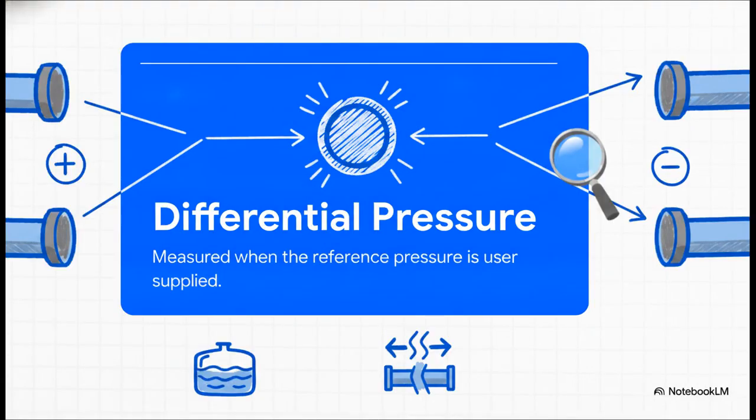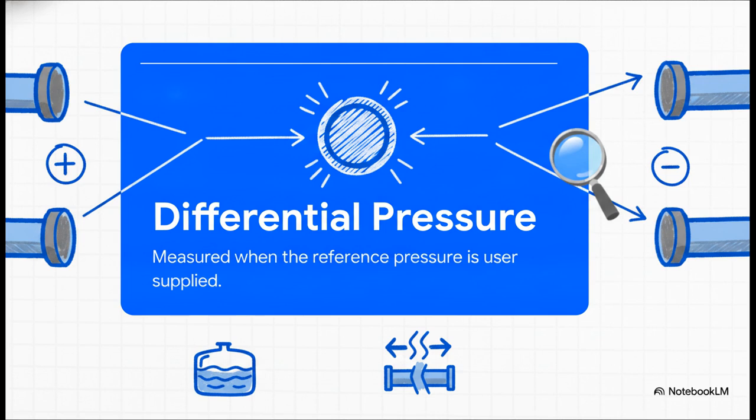And finally, we have differential pressure. Now, instead of relying on a vacuum or the atmosphere, this guy measures the exact difference between 2 specific user-supplied process points. You hook up a high-pressure port and a low-pressure port, and it measures the delta. Like I mentioned a minute ago, this is the absolute workhorse behind a massive chunk of flow and liquid-level measurements across the entire industry.